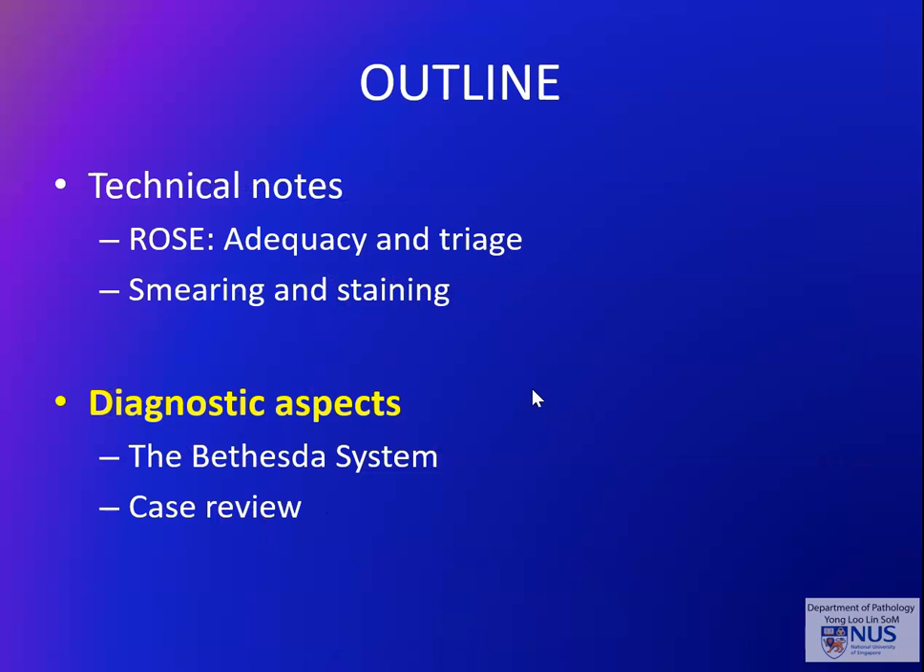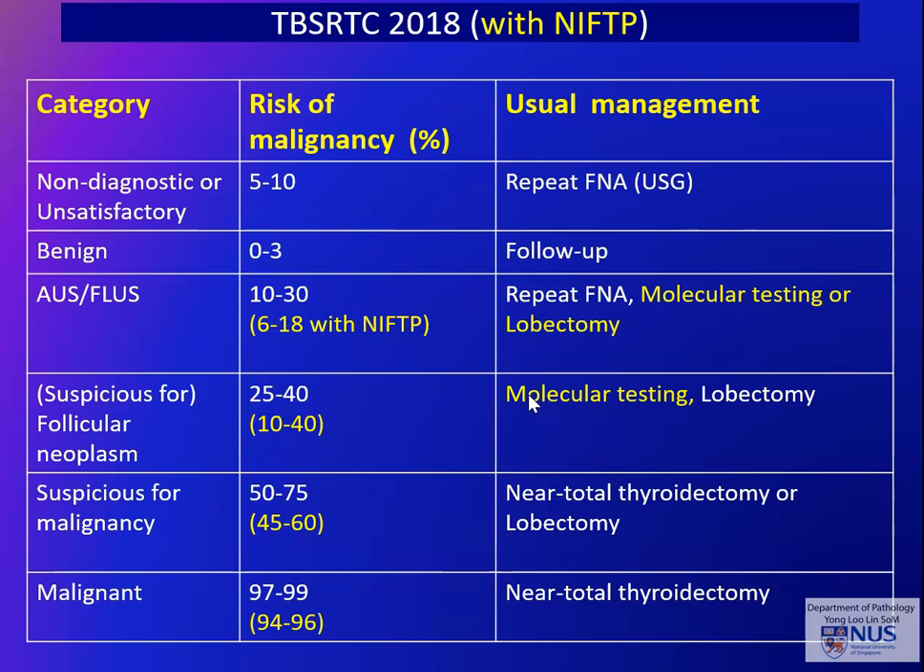Now let's move on to some diagnostic aspects. This is the Bethesda System for Reporting Thyroid Cytology. This is the 2018 revision. And I've given you the categories with the risk of malignancy stated in the Bethesda system and the management.